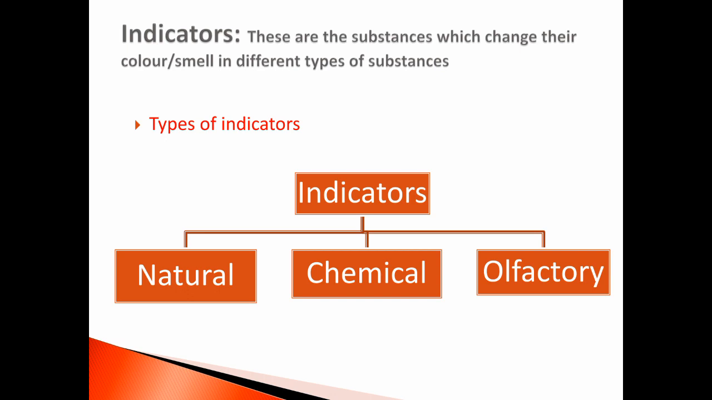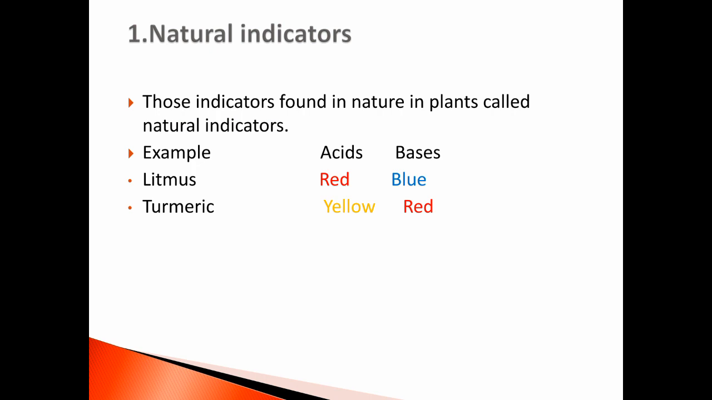Let's start with natural indicator. Natural indicators are the indicators which are found in nature, for example in plants. We use two very common natural indicators, litmus and turmeric. Acid gives red color and bases give blue color in litmus test, whereas acids in turmeric give yellow color and bases give red color. I hope you are not getting bored because only two more indicators are left for discussion today.